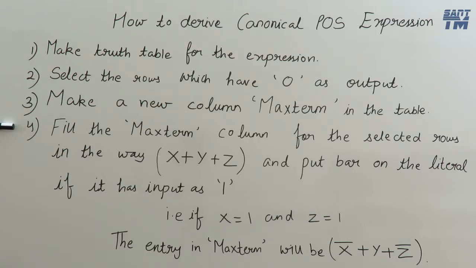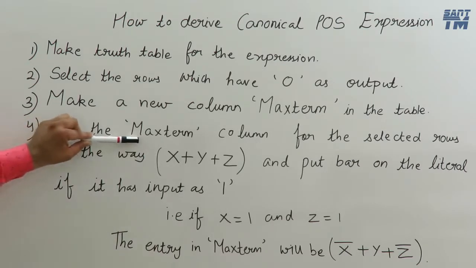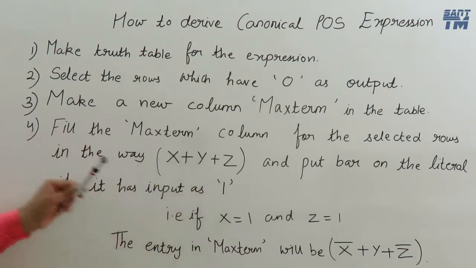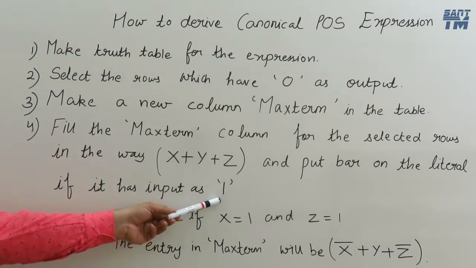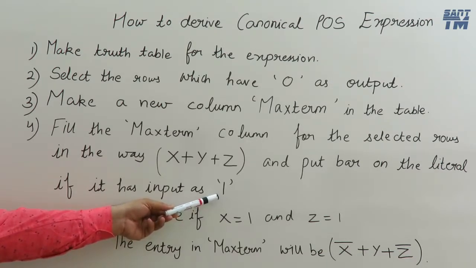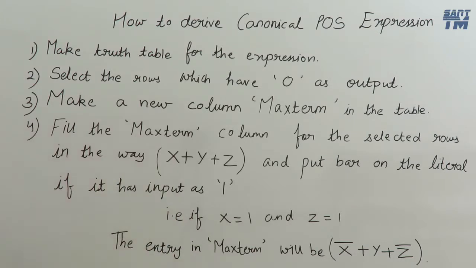The fourth rule states that fill the Maxterm column for the selected rows in the way x plus y plus z. As we have made a Maxterm column, Maxterm is of the form of addition of literals, so x plus y plus z will be the form, and we have to put the bar if any of the literals has input as 1. In case of SOP, we put a bar on the literal if it has input as 0, but in case of POS, we will put a bar if the input has 1. So it is just reverse of SOP. In case of step 2, we selected rows which have 1 as output in SOP, now 0 as output will be selected and bar will be on 1 now.